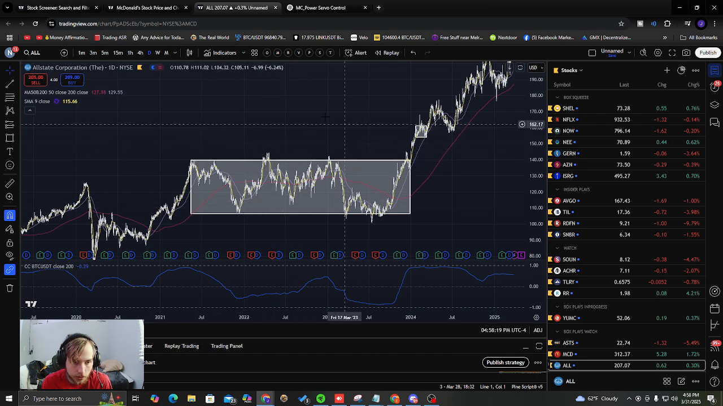So, first step is to be able to define the box. One of the other steps is, of course, to be able to find charts that have the potential to have these boxes, which I'll have a screener here that we can take a look at, which will have all the parameters you need to try and find these setups.